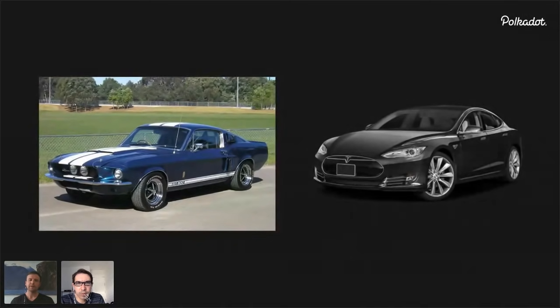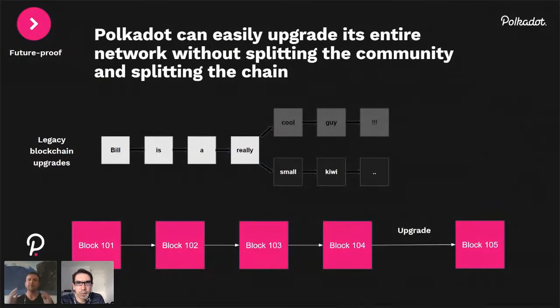have rolled out. So we believe Polkadot has a similar model to that Tesla, where it will self-upgrade and be ultimately future-proof because we will avoid the need to split the network just to introduce a new feature or ability of the network. So as you can see here on the bottom, as Polkadot moves from block 101 to block 102 to 104, an upgrade will really just mean that the whole network or system has agreed that this upgrade will take place. And we'll just move right on from 104 to 105 with very little headache and no risk of splitting the chain or dividing the community, as we've seen with other blockchains in the past.